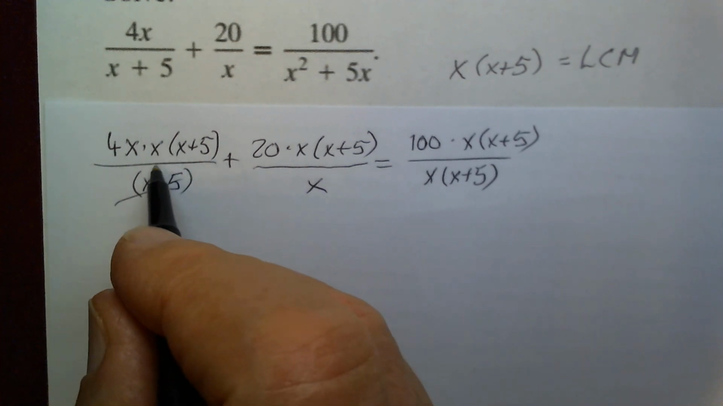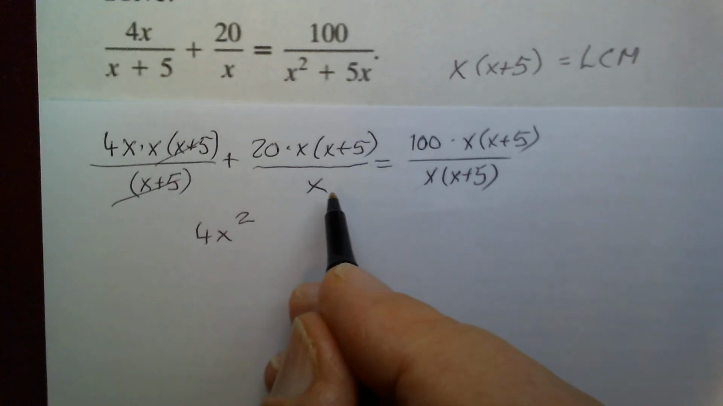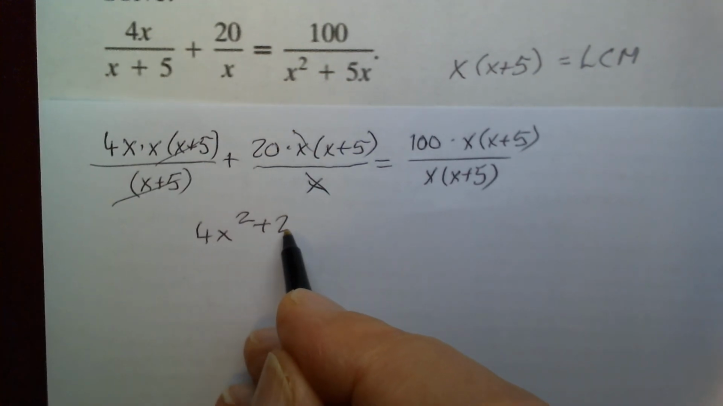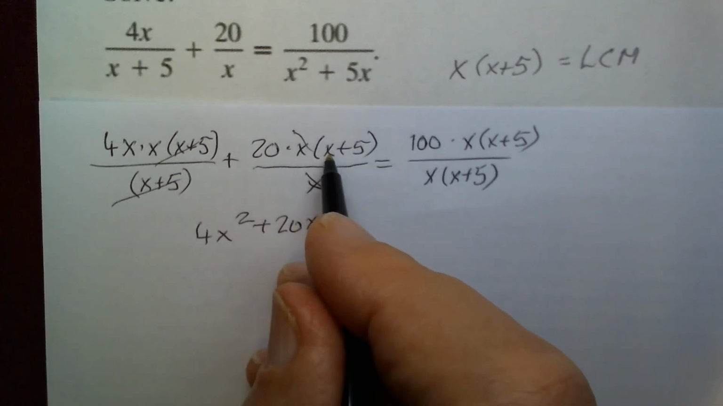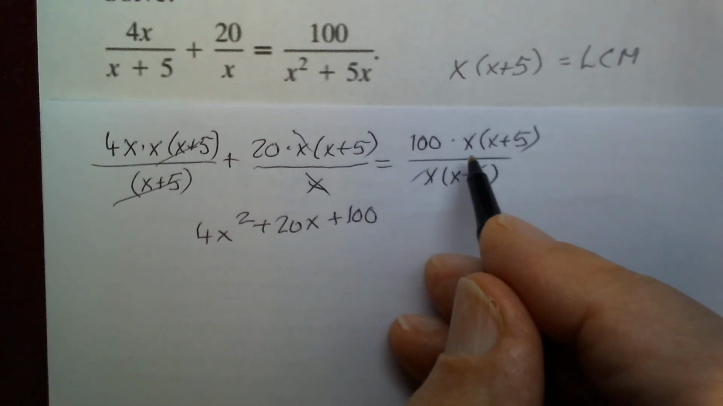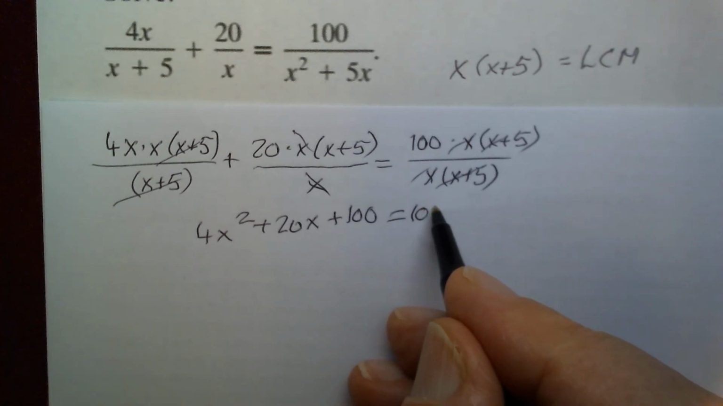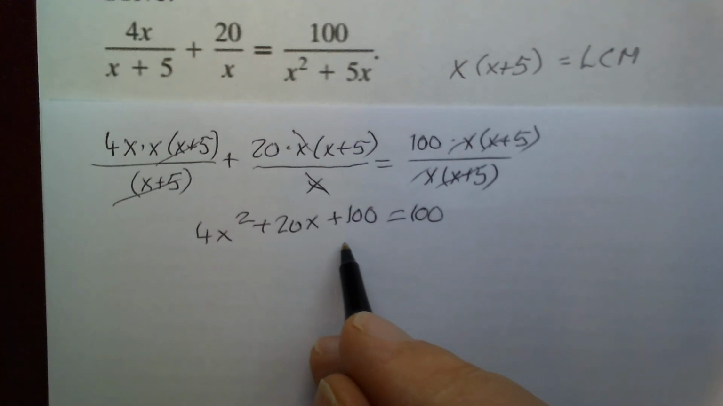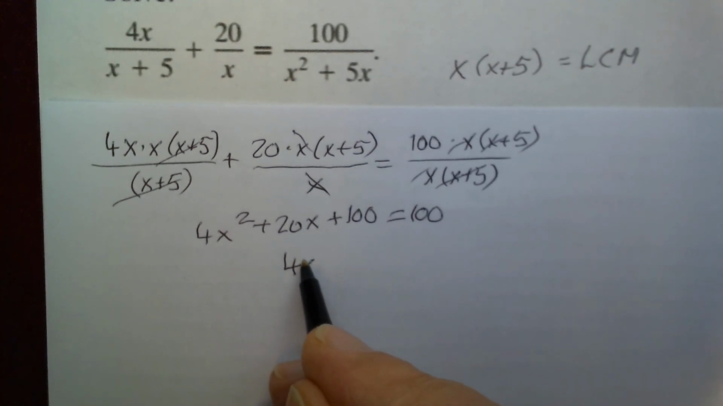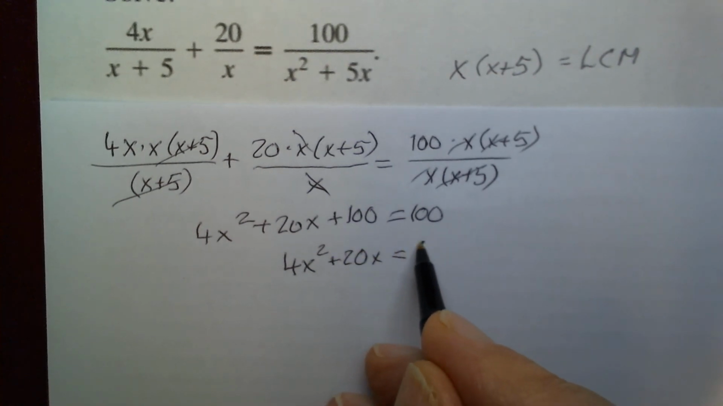Now we can cancel these factors here, and we have 4x squared. And we can cancel the x against the x, and then it gives us 20x. 20 times x is 20x, and 20 times 5 is 100. And here we cancel the x against the x plus 5 against x plus 5, so that's equal to 100. Now we subtract 100 on both sides, and that gives us 4x squared plus 20x equals 0.